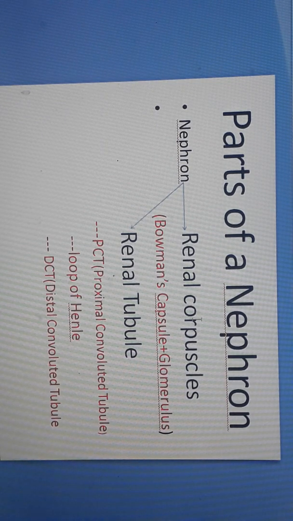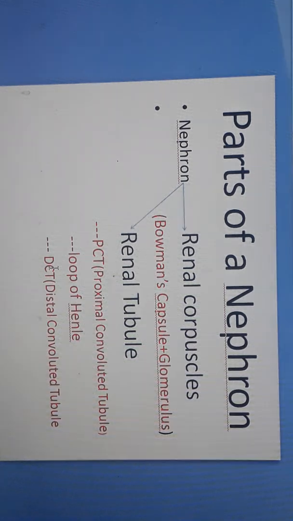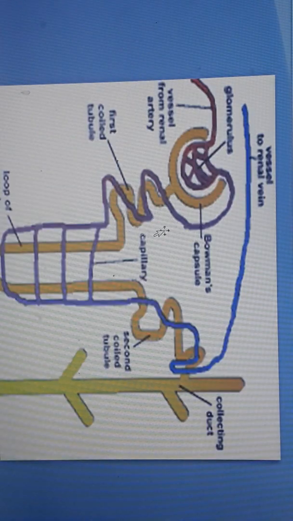Renal corpuscles include Bowman's capsule and glomerulus. Renal tubule includes PCT or proximal convoluted tubule, loop of Henle, and DCT, that is distal convoluted tubule. This is the diagram of a single nephron which includes the renal corpuscles and the renal tubule. The renal tubule is divided into three parts.